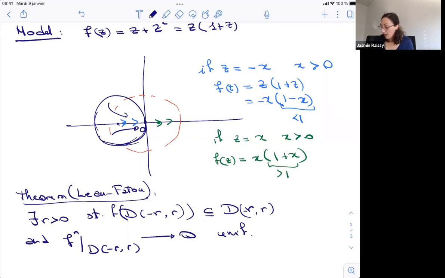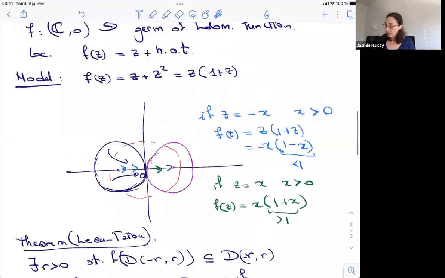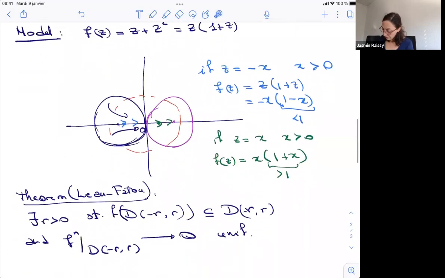And if I do the other way around, so if I look at the other side of the picture, well, I simply can consider the inverse of f. And the inverse of f, the local inverse, is going to be equal to z minus z squared plus higher order terms. And so if I'm able to prove this, I'm able to prove also that there is a small disk on the other side, where orbits go out in infinitely many steps, meaning it is attracting for the inverse of f. Okay.